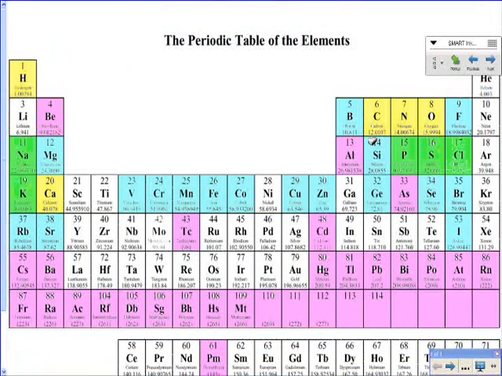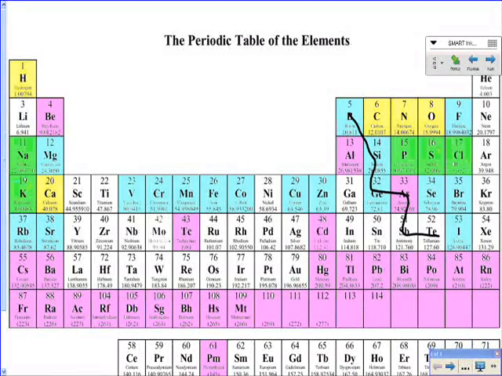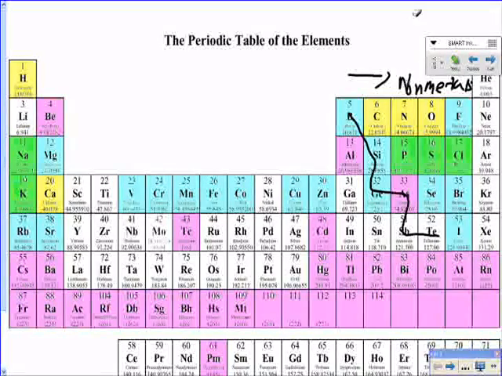Our semiconductors actually start right over here. So our semiconductors are kind of like a line that divvies up our nonmetals and our metals. So everything to the right of this line are nonmetals. And everything to the left of this line are metals.